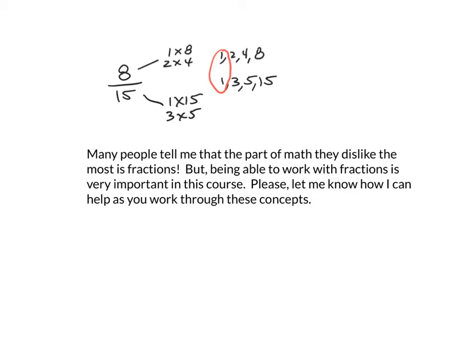Many people tell me that the part of math they dislike the most is fractions. But being able to work with fractions is very important in this course. Please let me know how I can help you as you work through these concepts.